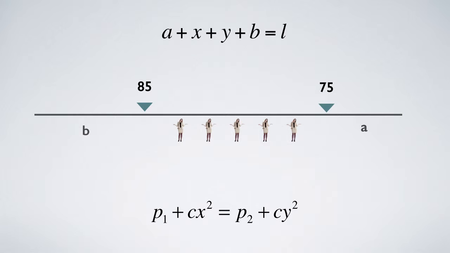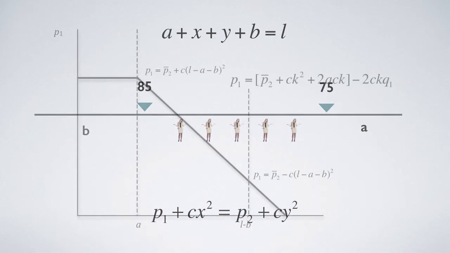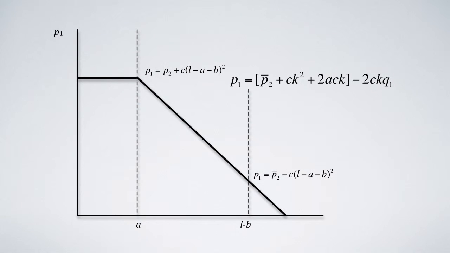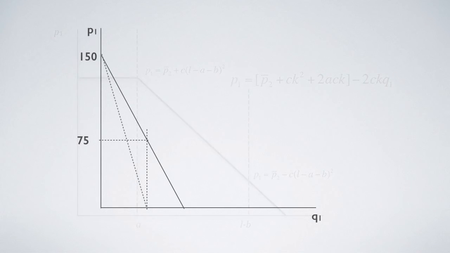In this example, the equilibrium price for seller 1 is 75, but that's for seller 2, 85. Using the same method as before, we can check that when P2 is 85, the demand curve for P1 is 150 minus 10Q1, and the optimal price is 75.